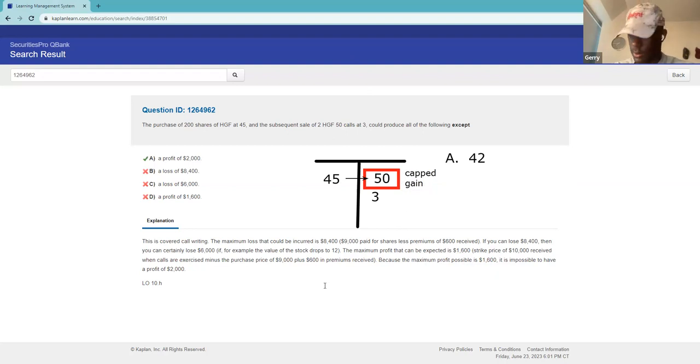Okay, so that was a good one. I don't think it'll be set up that way on your actual exam, but as I said, you will get covered calls. You can get 3, 4, 5 covered calls.